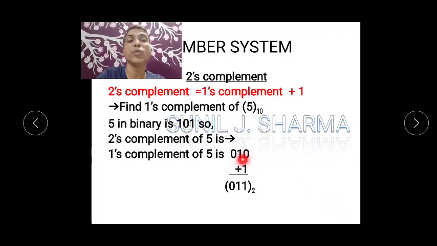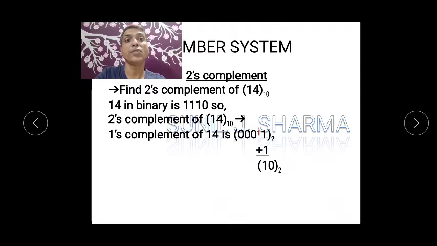Okay, so two's complement of 5 will be, one's complement of 5 is where we just replaced 0 by 1 and 1 by 0. Just add 1. So you have to follow the rules, 0 plus 1 is 1, then the rest of the things will be the same. So this is nothing but 2's complement of 5.